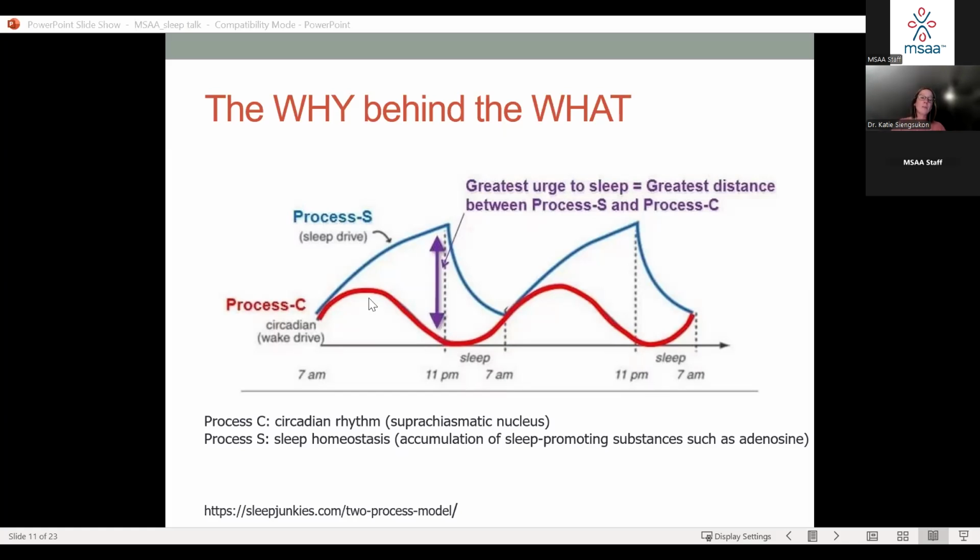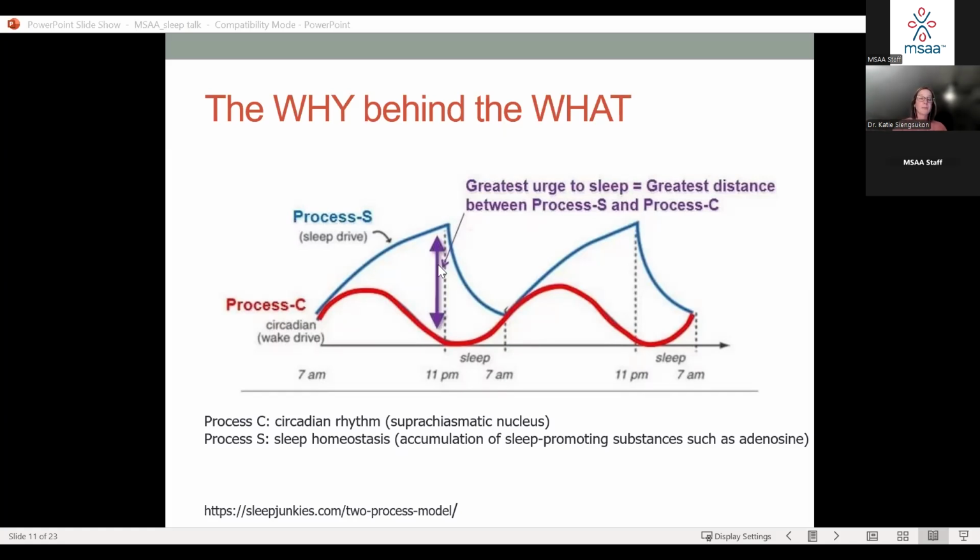And then the other process is our process S, or we refer to that as our sleep drive. Or sleep homeostasis is another term, but basically the longer you're awake, the more sleep-promoting substances, including adenosine, will build up in our brains and make us feel sleepy. And so during the day, again, you wake up, say around 7 a.m., that sleep drive is going to build up all day long. So then at 11 p.m., that sleep drive is super high. And ideally then, your melatonin is kicked in and your brain is switching from being awake to being asleep.